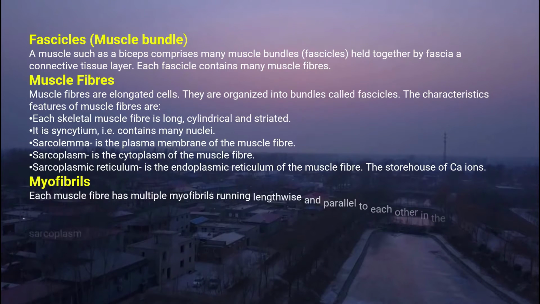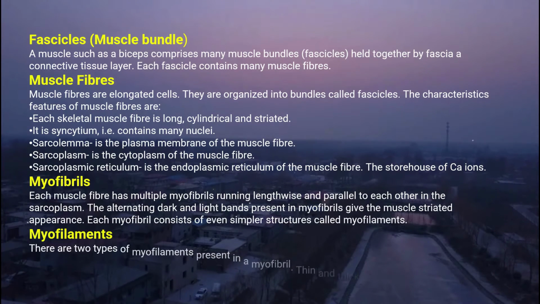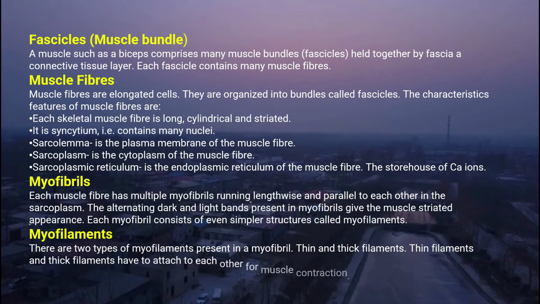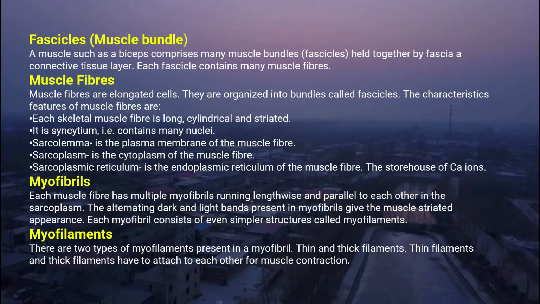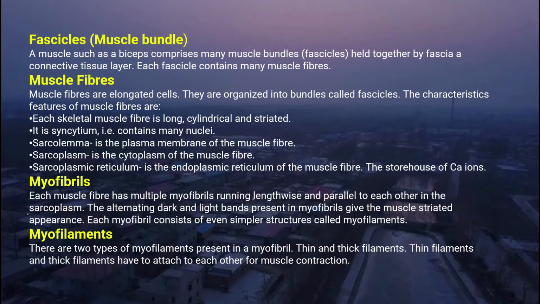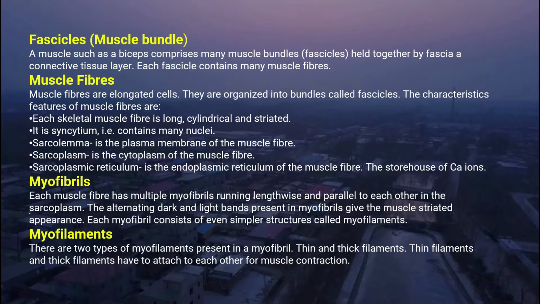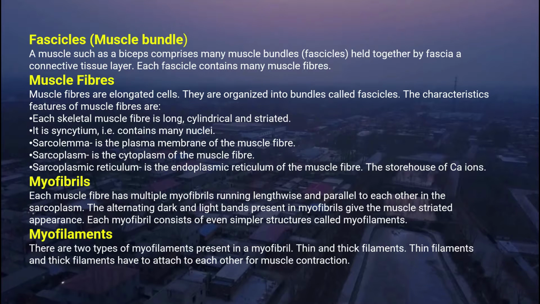Each fascicle contains many muscle fibers. 2. Muscle fibers. Muscle fibers are elongated cells. They are organized into bundles called fascicles. The characteristic features of muscle fibers are: each skeletal muscle fiber is long, cylindrical and striated. It is a syncytium, that is, it contains many nuclei.